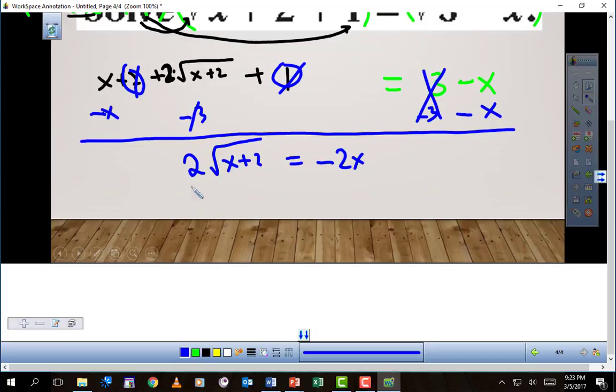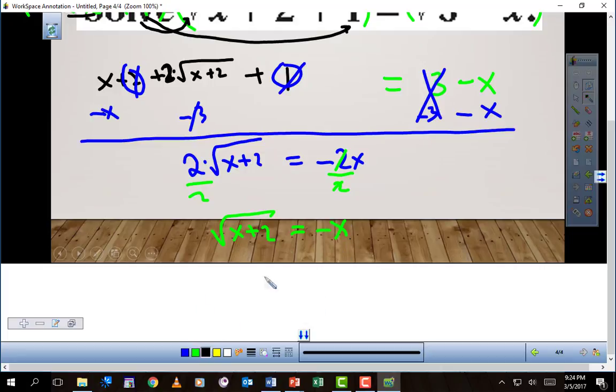Okay, so now we can get rid of this 2 because it's being multiplied. So I'm going to divide by 2 and divide this side by 2. And I have the square root of x plus 2 is equal to, well, this cancels out this, I get negative x. Okay.